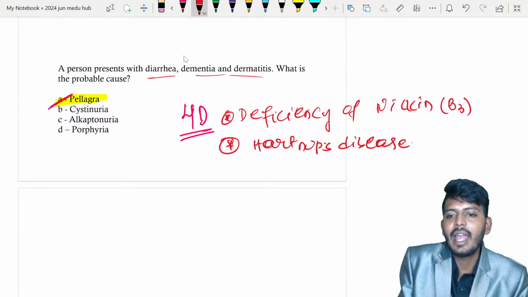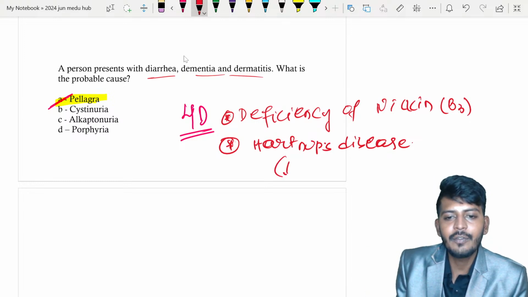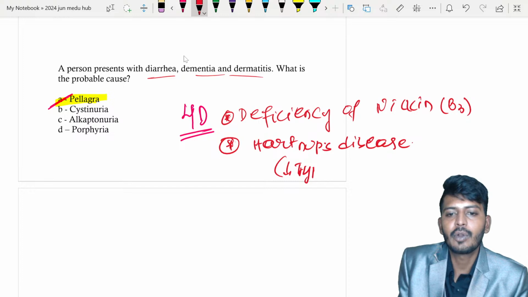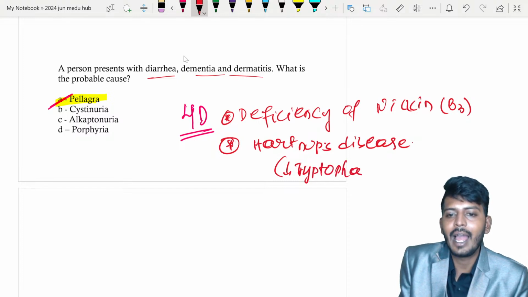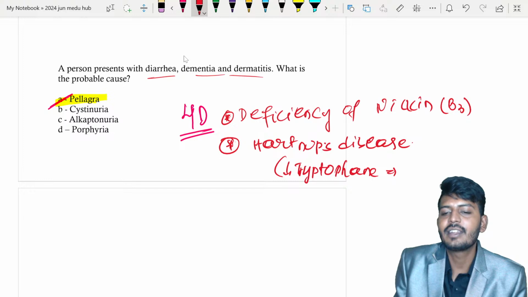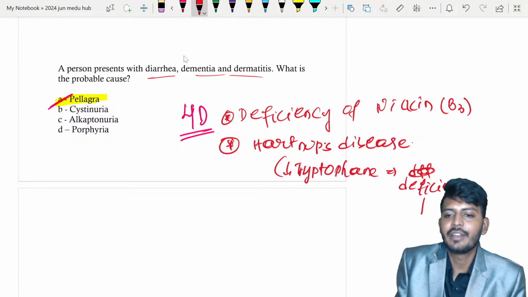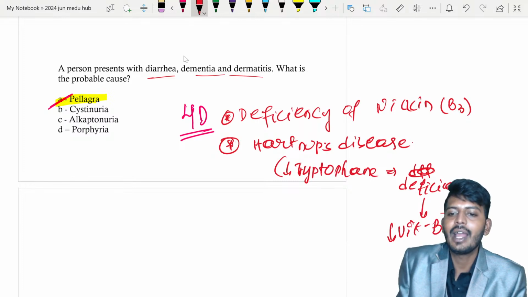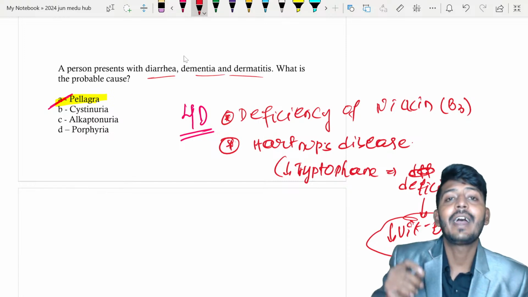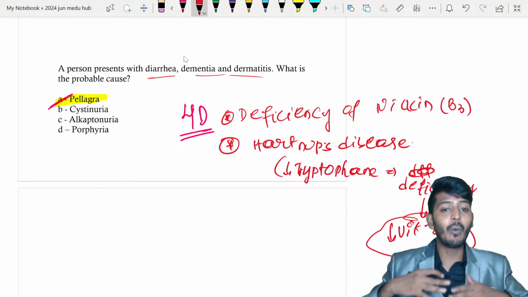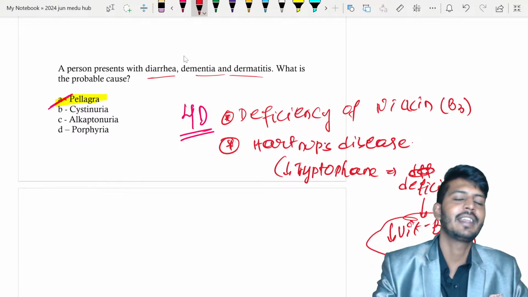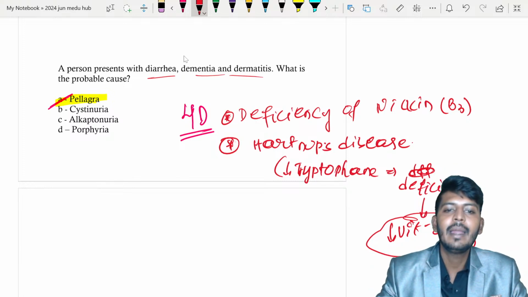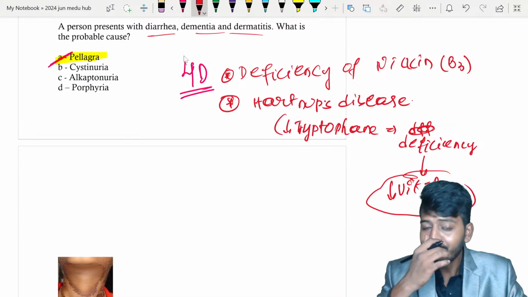Hartnup disease mein hota kya hai? Ek amino acid hota hai. There is a decrease of tryptophan. Now this tryptophan deficiency will lead to what? Tryptophan deficiency will decrease the vitamin B3. Why? Because your tryptophan amino acid is required for the production of what? Niacin. Niacin production ke liye kaun chahiye? That is tryptophan.